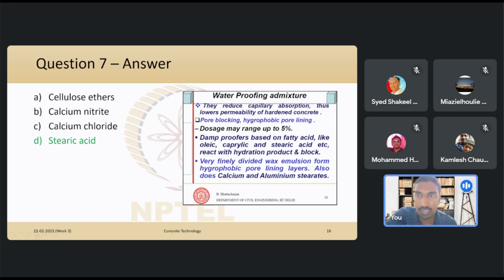Okay, whereas the others are for different purposes. Like calcium nitrite is for corrosion inhibition, calcium chloride we use as an accelerator and so on. So it is D which is the waterproofing admixture.